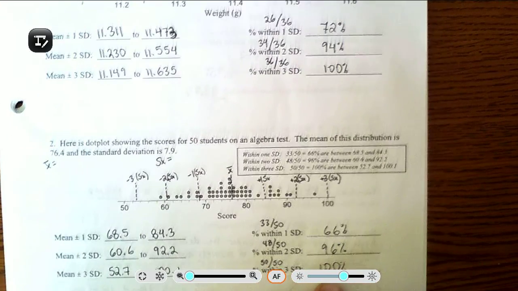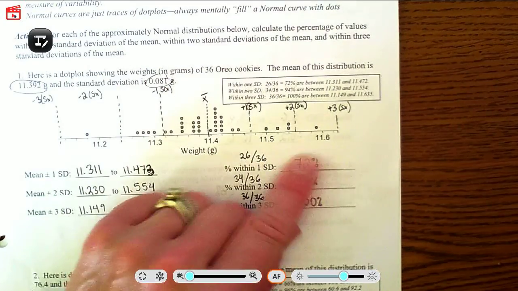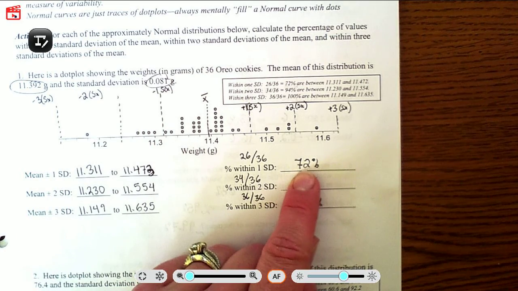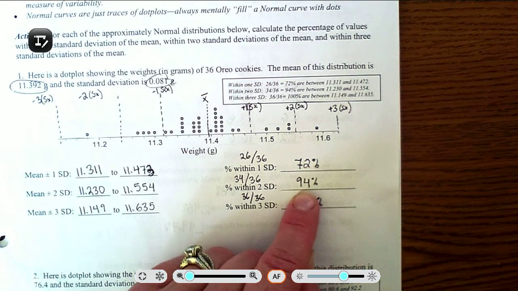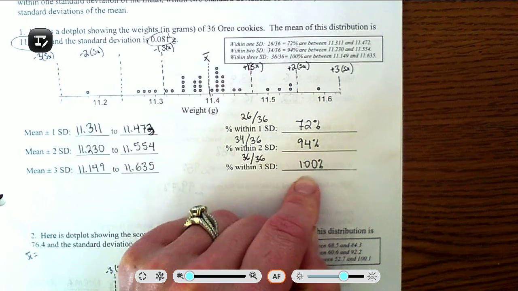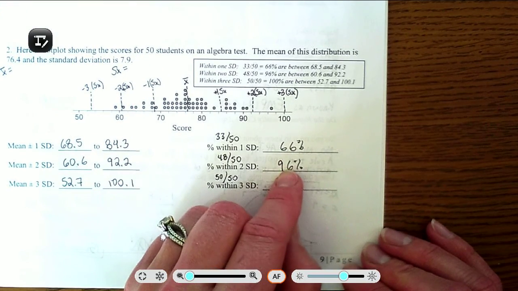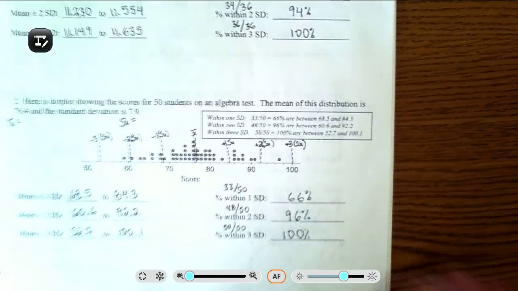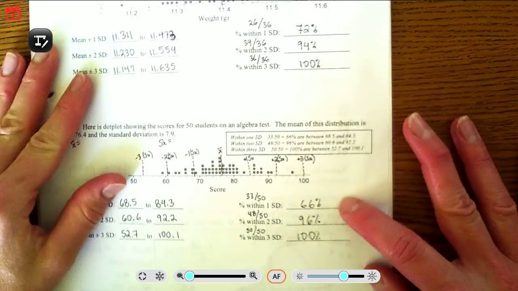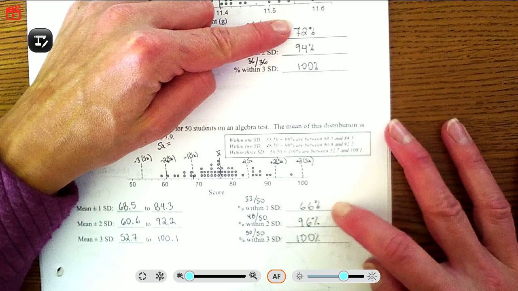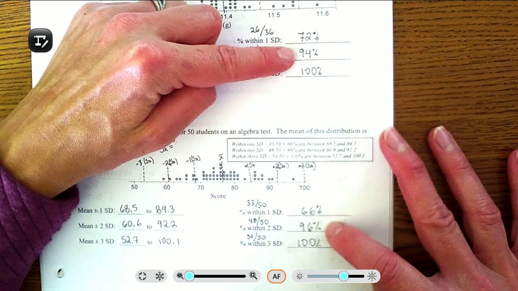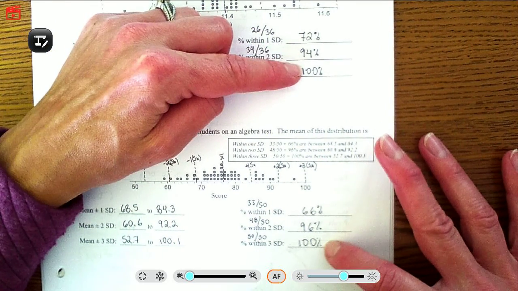So let's compare these findings. The final findings here were that there was 72% of Oreos within 1 standard deviation, 94% of Oreos within 2, and 100% of Oreos within 3 standard deviations. For the student scores, there was 66, 96, and 100. Do we see some similarities? 66 and 72 are somewhat similar. Those are 6% away. 94 and 96 are pretty similar, and 100 and 100 are pretty similar.